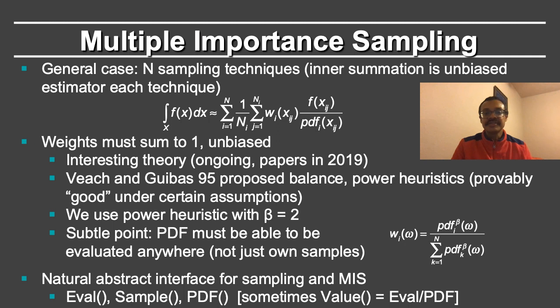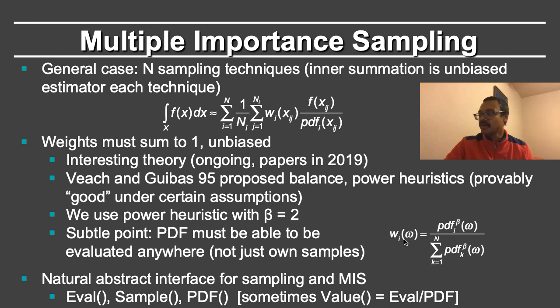There is an interesting theory with multiple importance sampling. You are welcome to read the original paper in 1995, but there are also a number of extensions going on to the current day, and you can read some of the most recent papers in 2019. Veach and Guibas proposed the balance and power heuristics that they showed were provably good under certain assumptions. The homework uses the power heuristic with beta equal to 2. This is very simply defined in this way.